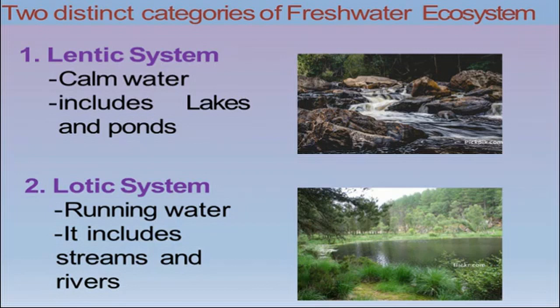And second is lotic system. The running water, it includes streams and rivers. So this is the lotic system and this is the lentic system. So basically we have two types of freshwater ecosystem. One is lentic, which is the stagnant water or water in resting bodies, and the second one is a lotic system, which is running water.